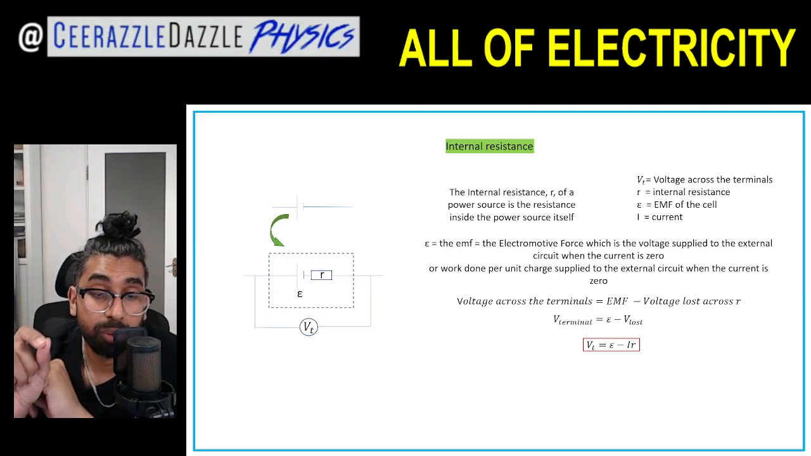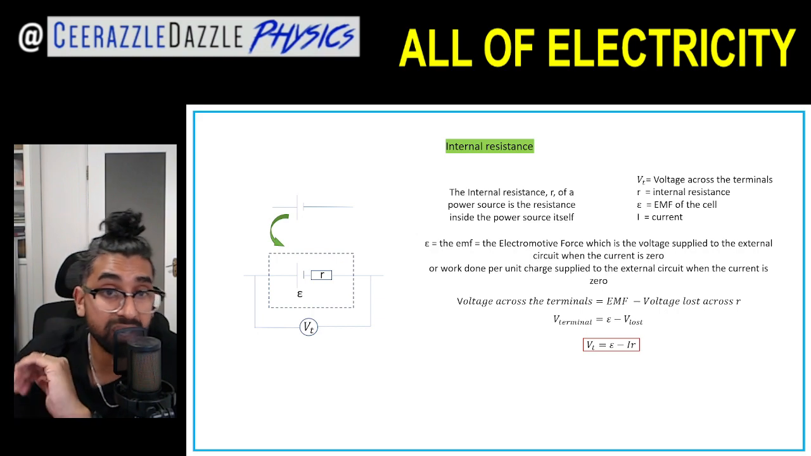Make sure you're happy with our formula. VT is equal to E minus Ir, and we've defined VT as the voltage across the terminals, r is the internal resistance, E is the EMF of the cell, and I is the current flowing through that circuit.